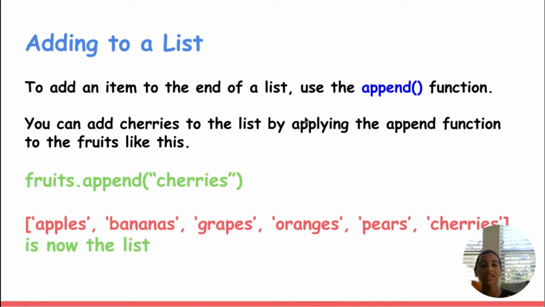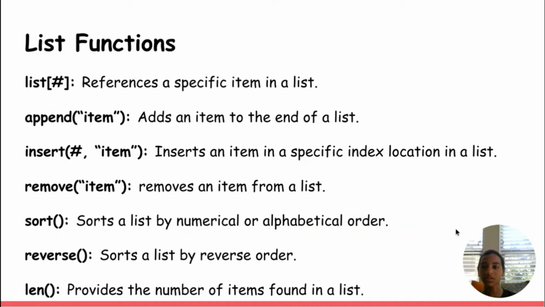Here's how to add an item to a list. We use the append function. You can add cherries to the list by applying the append function to the fruits like this: fruits.append(cherries). Now the list is apples, bananas, grapes, oranges, pears, and cherries. That's how you add an item to a list.